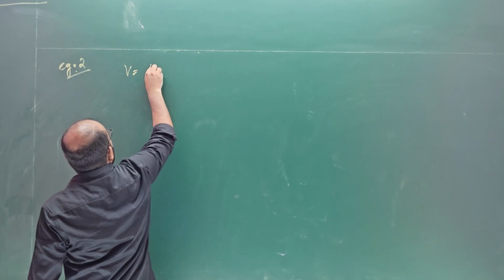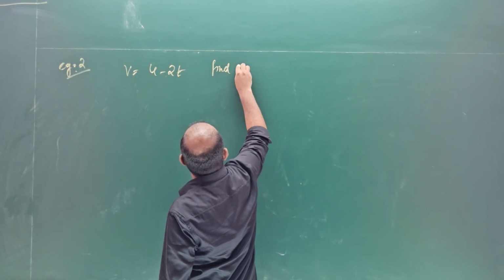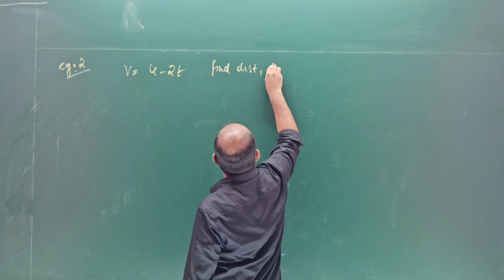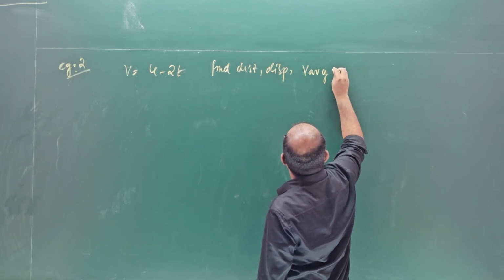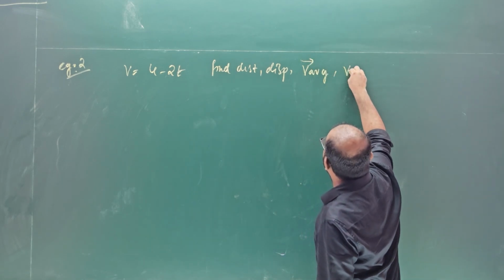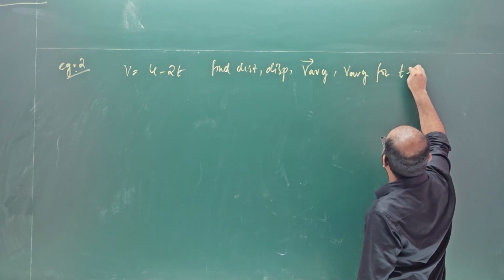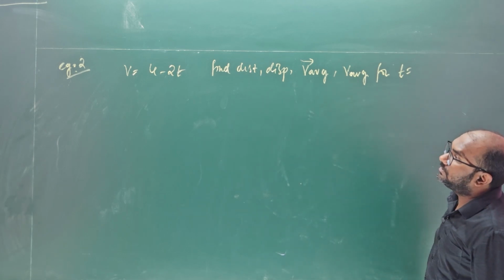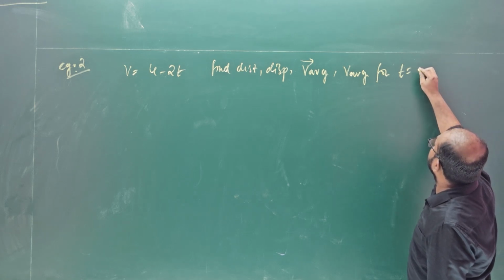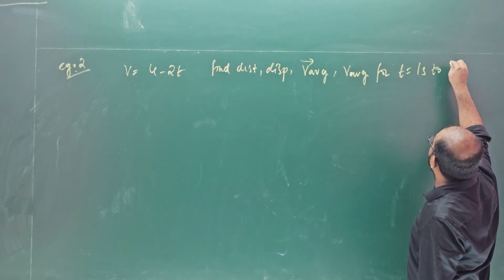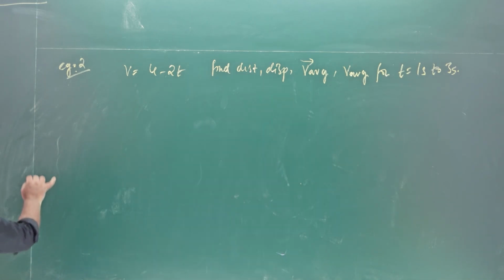Okay, next example number 2. v is given as 4 minus 2t. Find distance, displacement, average velocity and average speed for t equal to, see at what value it will be 0. t is equal to 1 second to 3 seconds. Come on, be quick.